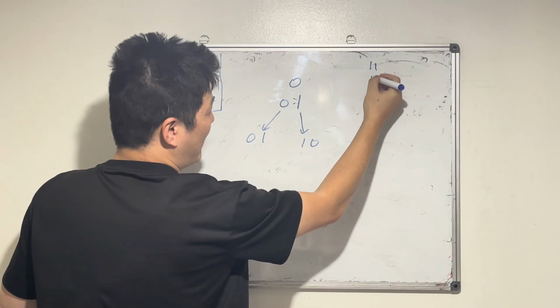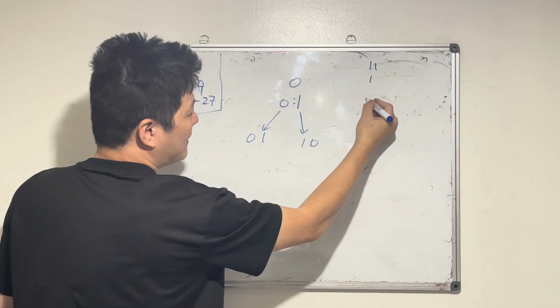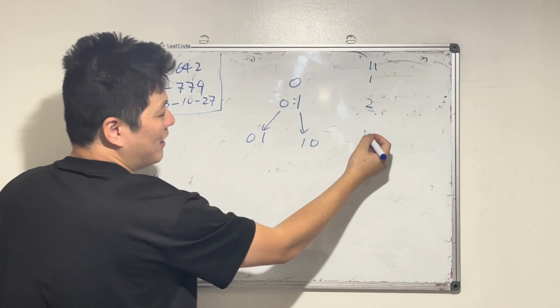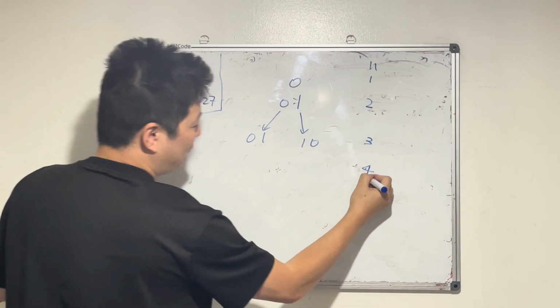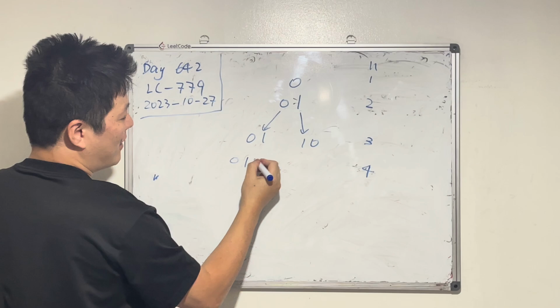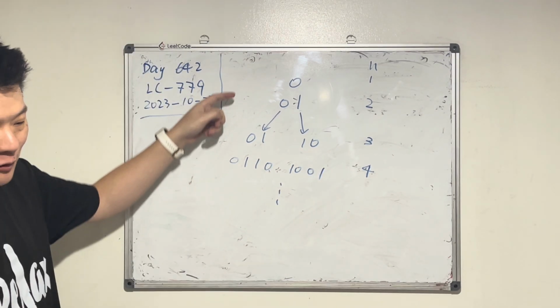So the first number is, let's say we have n. N starts with 1. When n is 1, we return 0. When n is 2, we return 0, 1. When n is 3, we return 0, 1, 1, 0. When n is 4, we return 0, 1, 1, 0, 1, 0, 0, 1. Okay, and so on. Do you find the pattern?